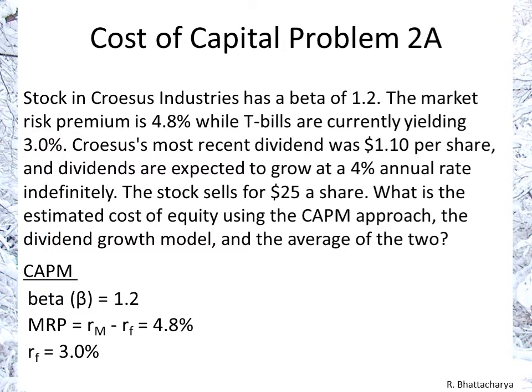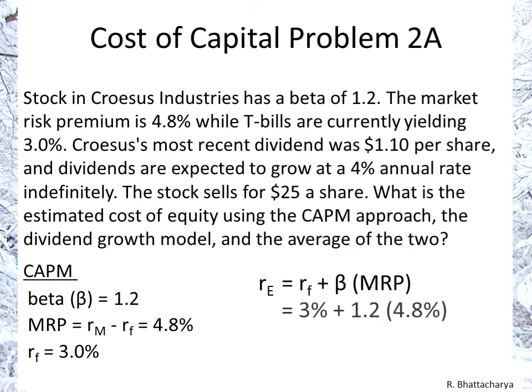Now we can plug that into the capital asset pricing model equation, which is R equals risk-free plus beta times market risk premium. So we have 3% plus 1.2 times 4.8%. That gives us a total of 8.76%. That would be the value using the capital asset pricing model.